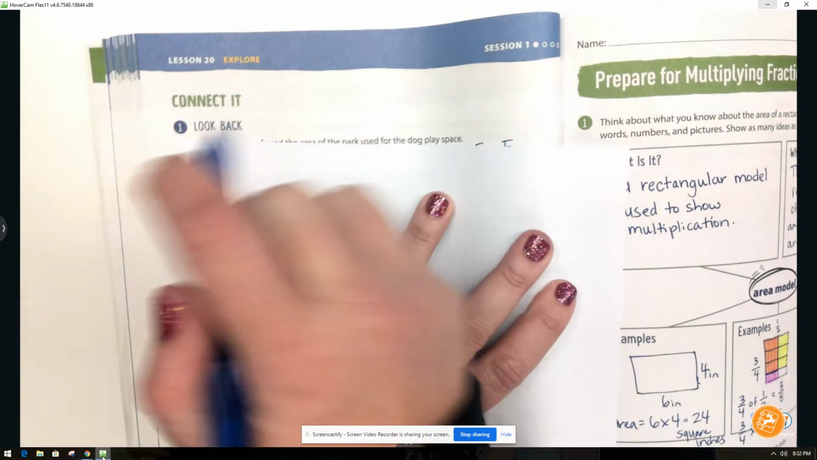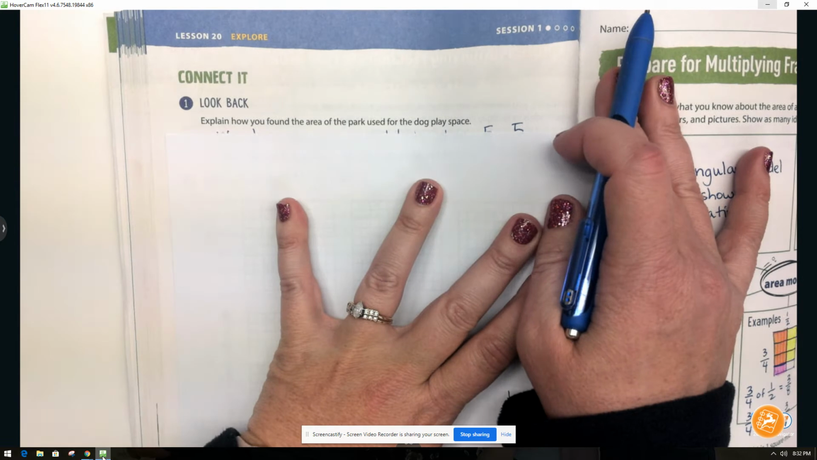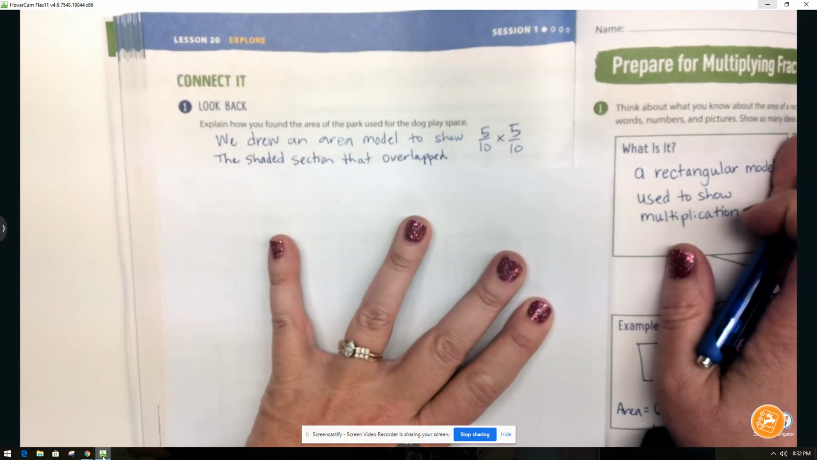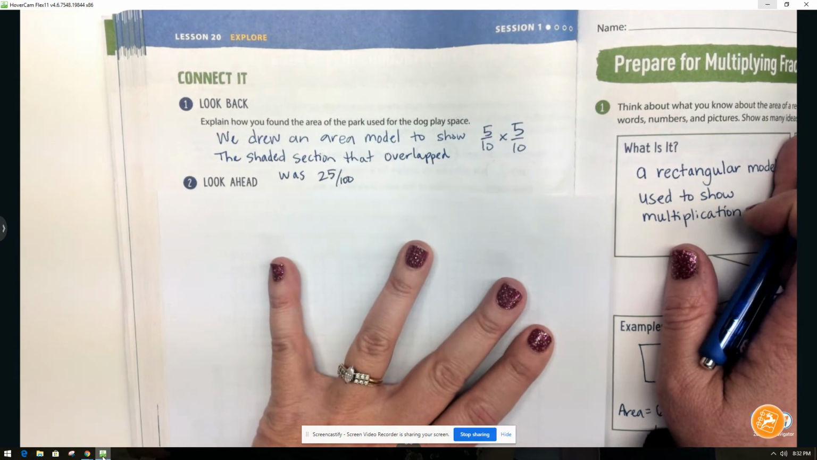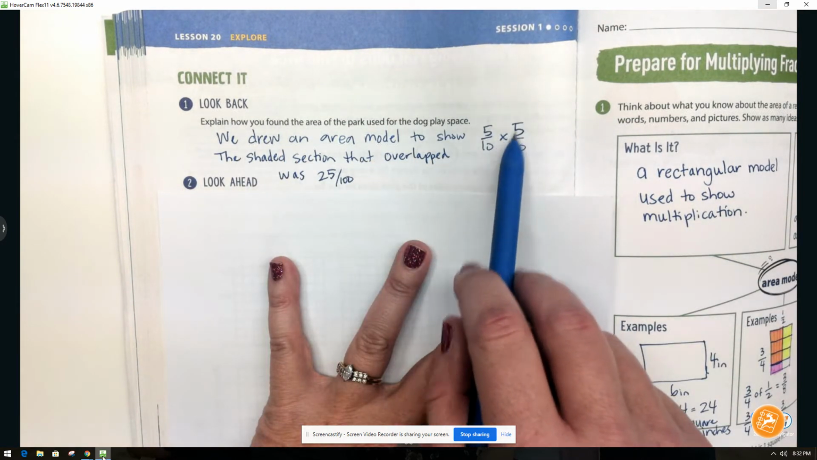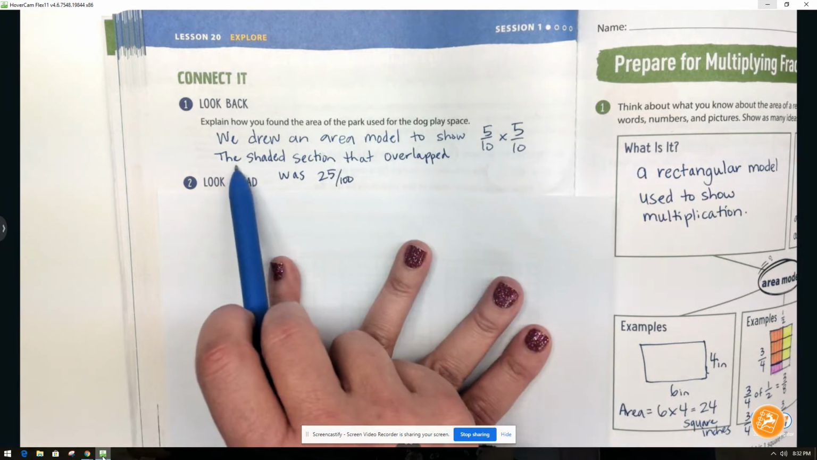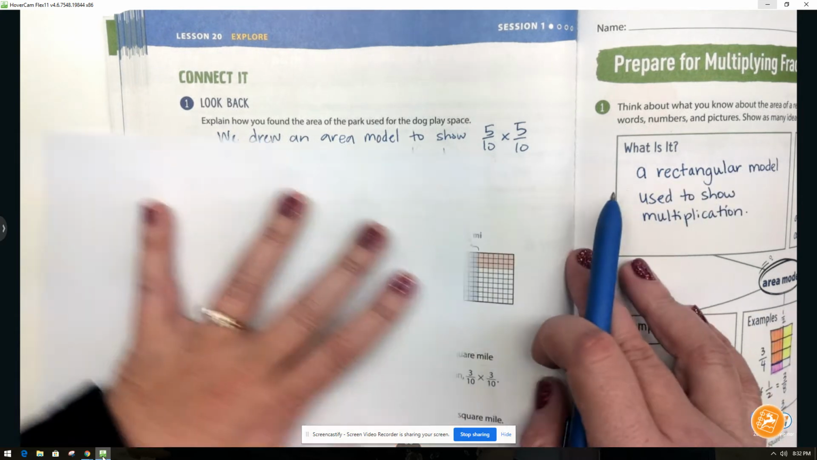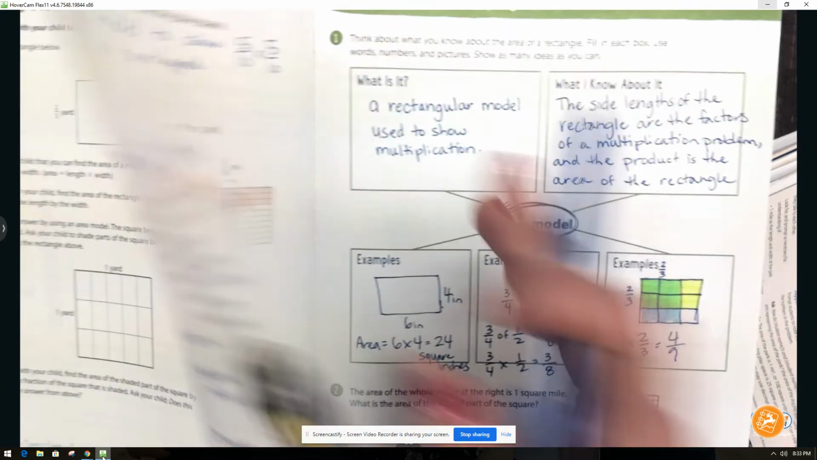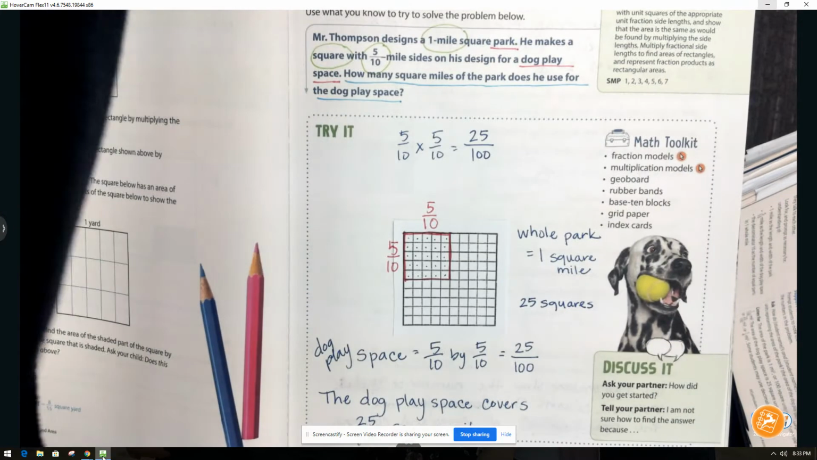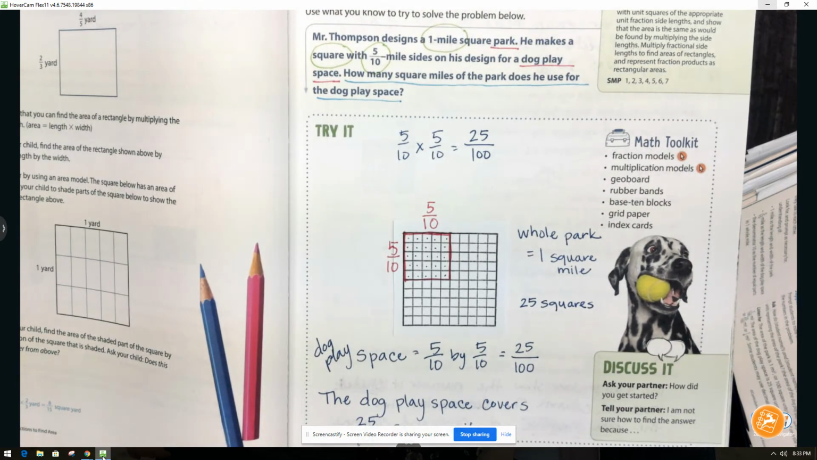All right, it says, explain how you found the area of the park used for the dog space. Well, in our case, we drew an area model to show that 5/10 times 5/10. The shaded section that overlapped was 25 hundredths. So if I go back, I realize there was a second way that I taught you how to do this. So I'm going to go back and show you because sometimes I forget what I've taught you and what I haven't.